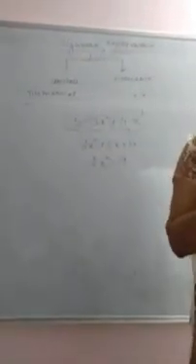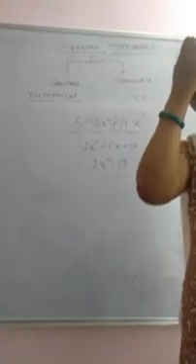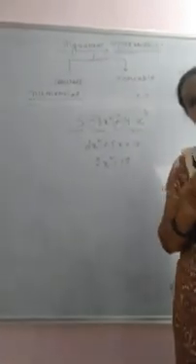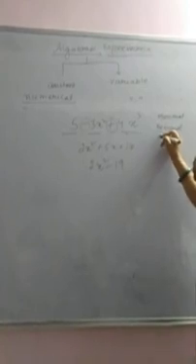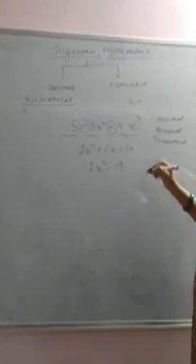Now we can categorize our algebraic expression according to the number of terms. If there is only one term, we call it as monomial. When 2 terms are there, it is known as binomial. If 3 terms are there, it is trinomial. If many terms are there, so it is what? Polynomial.